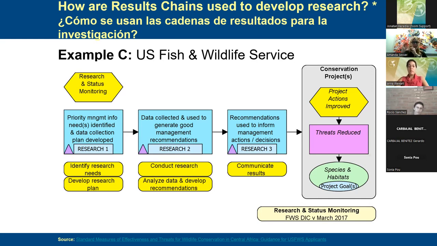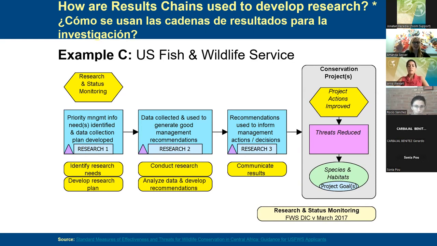Okay, so they said, given that we're identifying information needs, developing a research plan, and monitoring, the desired outcome from those activities is to have an information needs and data collection plan developed. If we have that plan developed, then we are going to collect good data that will be useful for management recommendations. So there's your assumption.